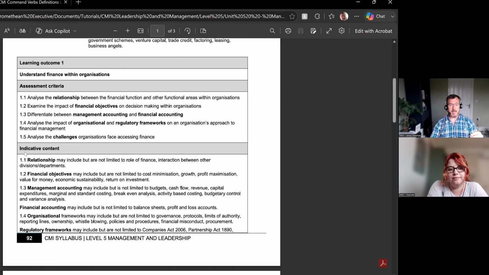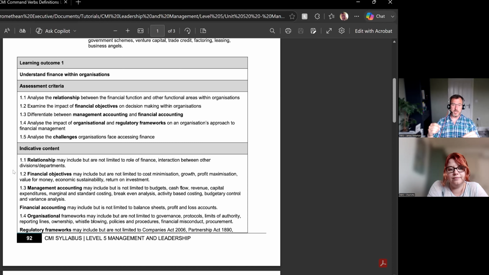Okay, so here again, you might just want to make a list of what some of the typical financial objectives might be. Examples given in the indicative content would include cost minimization, that's really usual. Profit maximization, that's really usual. Economic sustainability is in here as well.